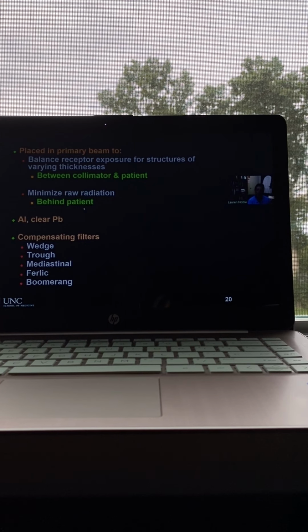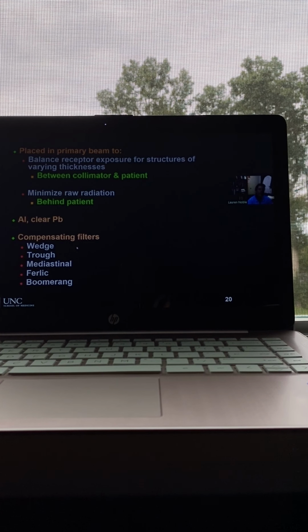There is one that is actually placed behind the patient. Okay, so we'll take a look at this and what this thing, raw radiation, what does this mean? But most of them are placed between the collimator and the patient. They may be made of aluminum. Some of them are actually composed of clear lead. It just depends upon the vendor. So aluminum or clear lead, Pb stands for lead.